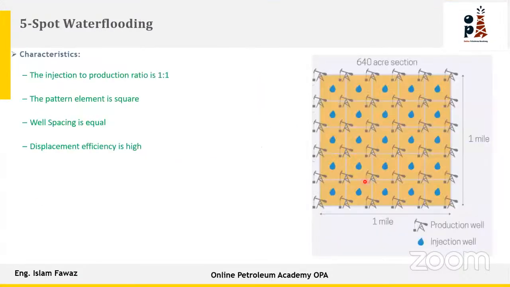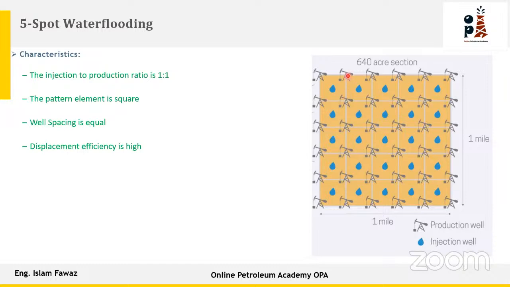So let's start with the 5 spot pattern. In the normal pattern, the producer is in the middle and the injectors are at the outer corners. We have a spacing of 640 acres, with one injector at each corner and one producer in the middle. This is called the 5 spot pattern. One injector, and we have 4 producers. This is called 5 spot.